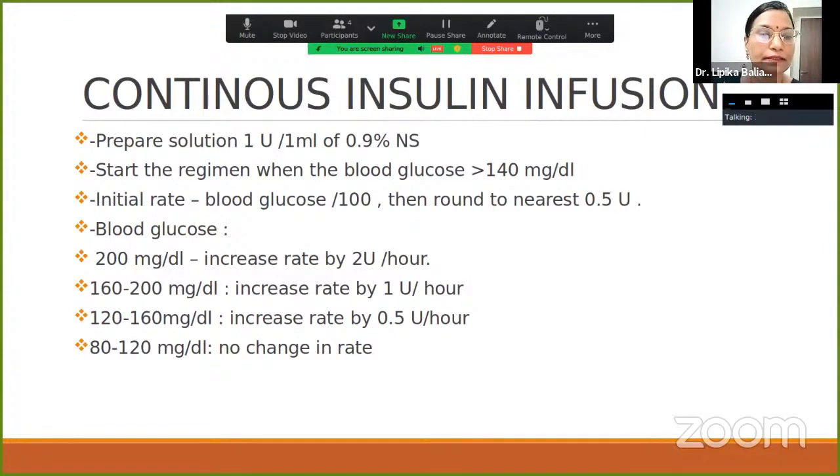If the level of blood glucose is above 200 milligram per deciliter, then increase the rate by 2 units per hour. If it is 160 to 200 milligram per deciliter, then increase the rate by 1 unit per hour. Between 120 to 160, increase the rate by 0.5 unit per hour. If it is 80 to 120 milligram per deciliter, then we don't change the rate, or we don't start insulin at all, because the risk of hypoglycemia is always lurking.